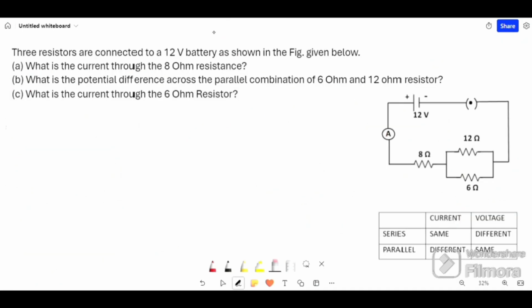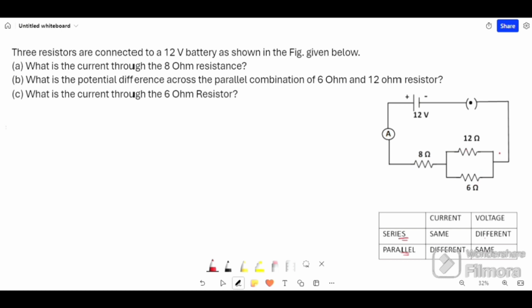Now let's solve another type of question which is also very important from exam point of view. In this question we need to find potential difference and current across a resistor in a circuit. To solve this type of questions, let's understand what this table means. It is very important. In series, current will be same, voltage will be different. In parallel, current will be different, voltage will be same.